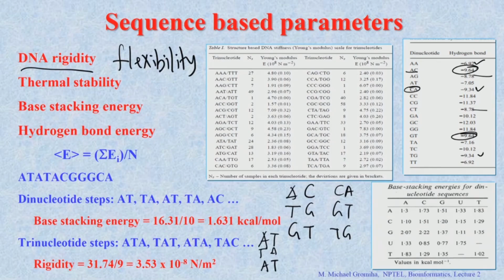For the case of DNA flexibility, there are various ways to get the flexibility. You can consider the DNA as a rod, right. Put the first base, second base and third base. Then you can apply a force and bend it. You apply the same force for all the trinucleotides and see how far they can bend. Based on that, you can compute the flexibility or the rigidity of each trinucleotide.